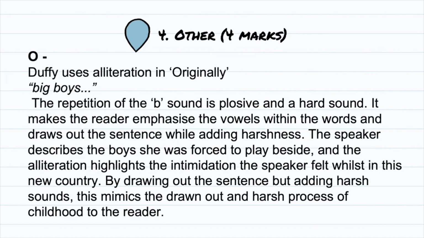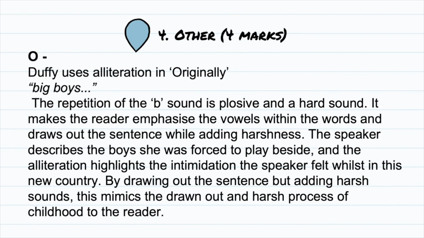The last insurance answer says, Duffy uses alliteration in Originally: "big boys." The repetition of the B sound is plosive and a hard sound. It makes the reader emphasise the vowels within the word and draws out the sentence while adding harshness. The speaker describes the boys she was forced to play beside, and the alliteration highlights the intimidation the speaker felt whilst in this new country. By drawing out the sentence but adding harsh sounds, this mimics the drawn out and harsh process of childhood to the reader.